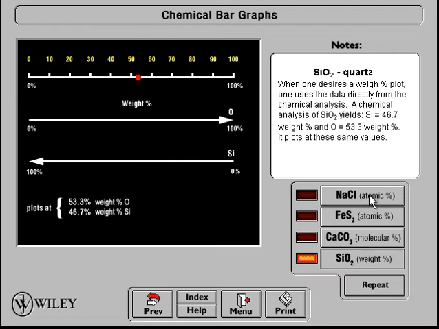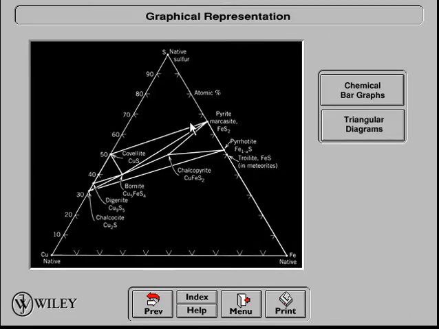Sodium chloride was atomic, iron sulfate was atomic, and the calcium carbonate was molecular. So here we have the presentation in weight, and then we have 53.3 weight percent oxygen and 46.7 weight percent silica, and we are plotting here. I think that should be clear, yeah? Now we are going back to our previous thing.